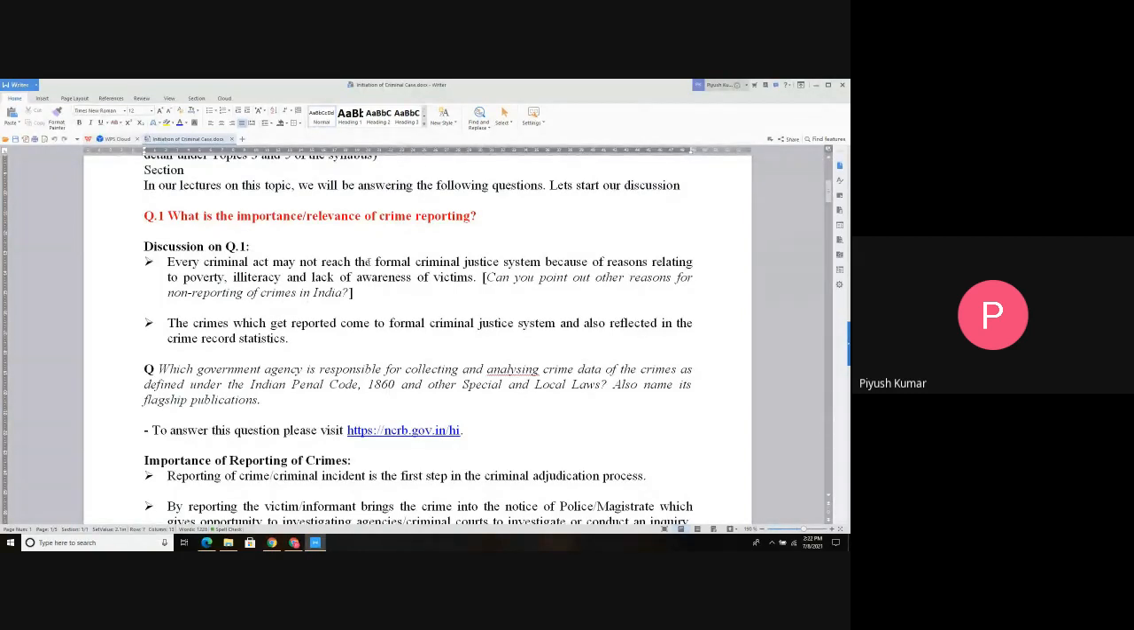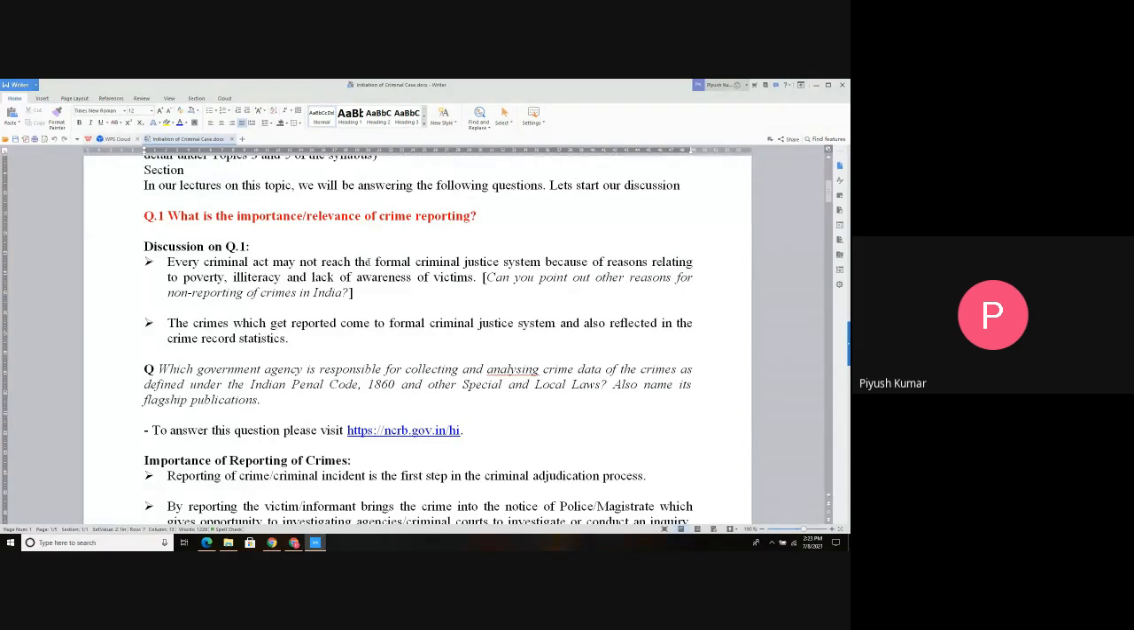Similarly, if a poor person is a victim of crime, then the considerations to report or not to report a crime would vary, and the person has to balance whether to report the crime or not. But it is a common case in the Indian criminal justice system that all crimes are not reported.